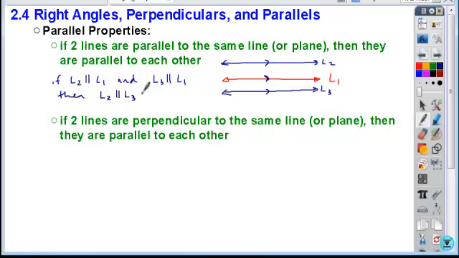Again, pretty intuitive, but I just wanted to go through it again to illustrate. Okay, this is true of planes as well. If two planes are parallel to the same plane, then they are parallel to each other. And now, not only does this work with sets of parallel lines, it also works with sets of perpendicular lines. So remember, perpendicular means meeting at 90 degrees, or a right angle.